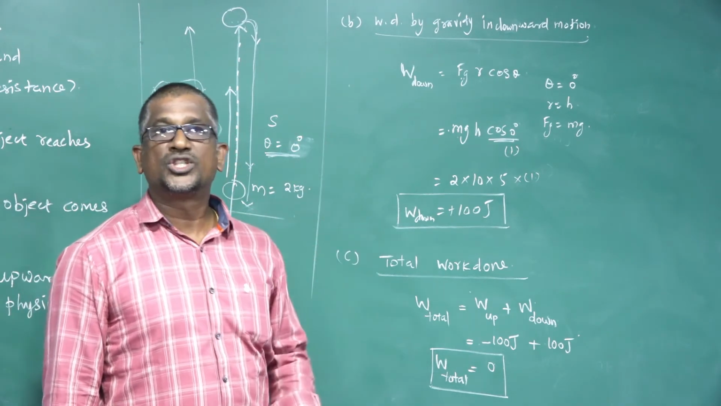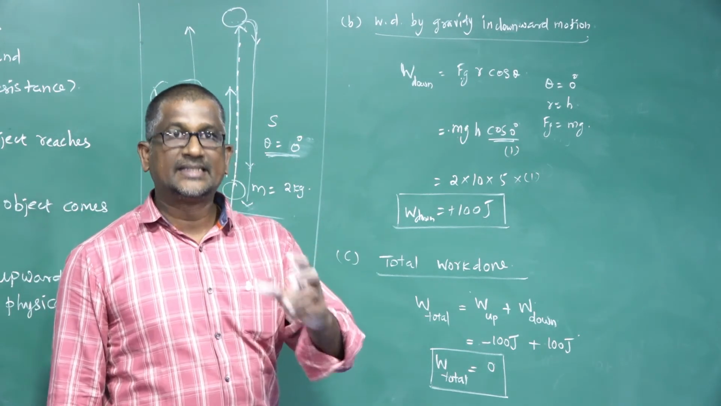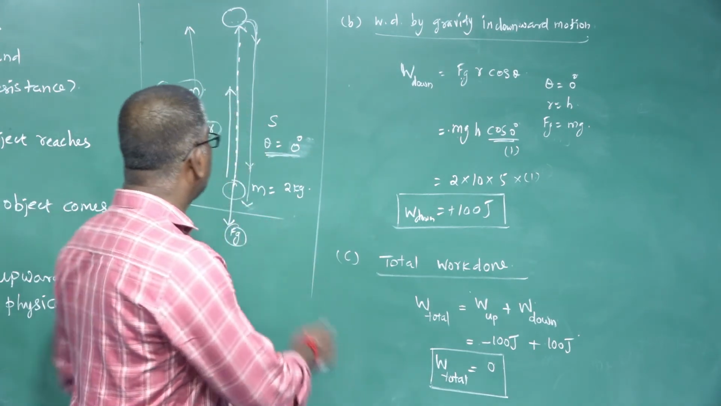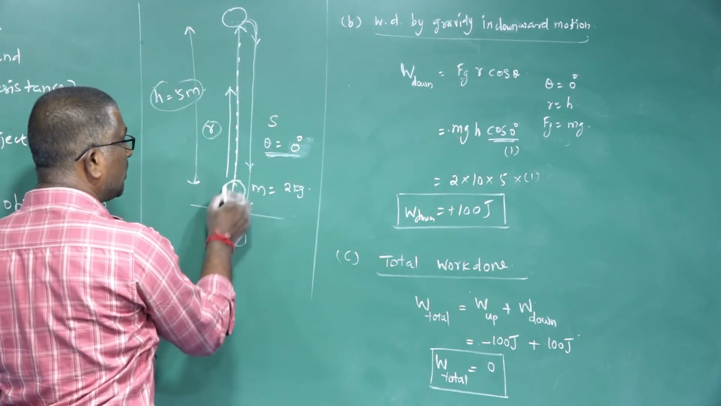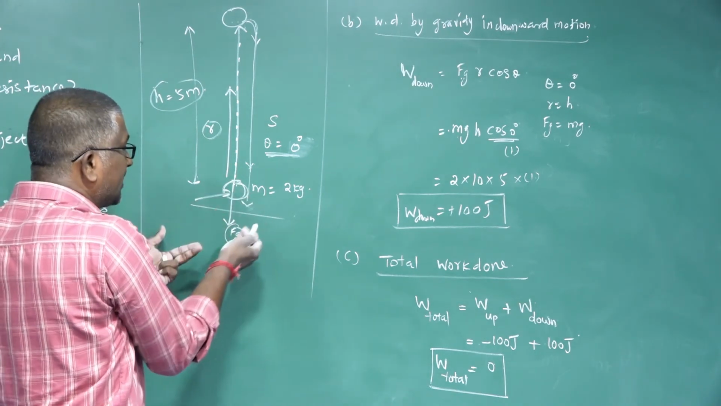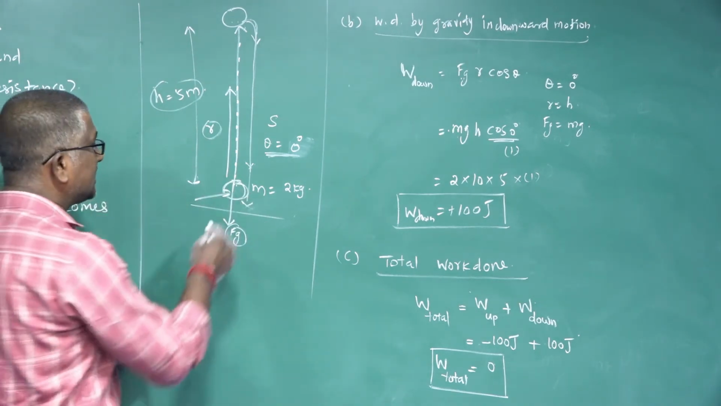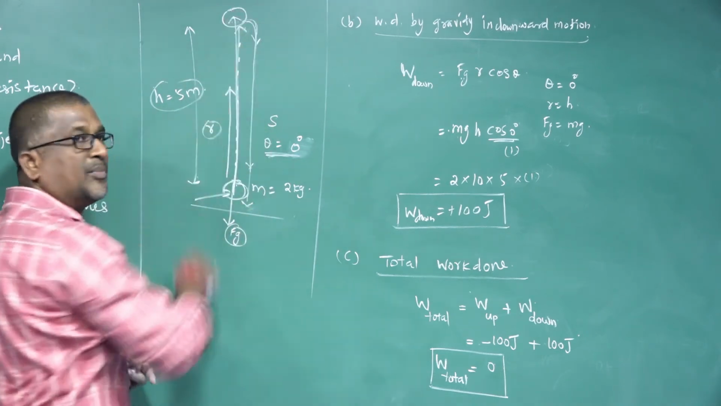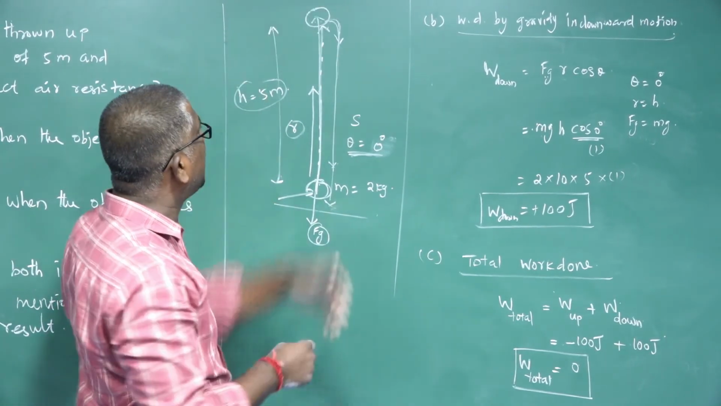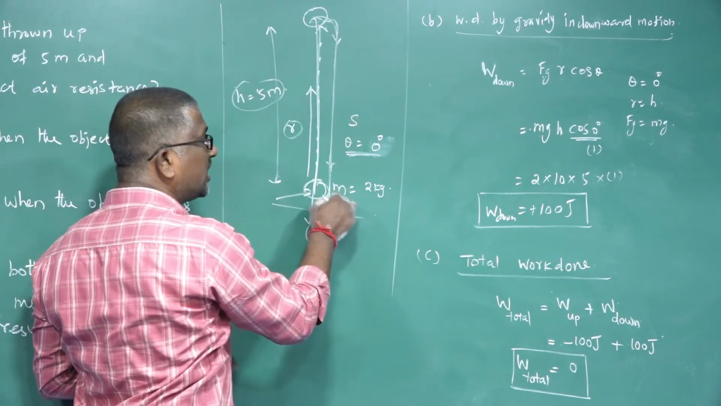So during upward motion, some energy is given to the object by some external agency. If you want to throw any object, we need to apply some energy to that object by some external agency, then only the object moves in the upward direction. After reaching the maximum height, the object returns back to the ground.